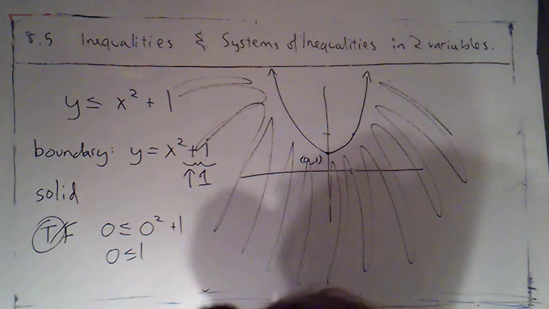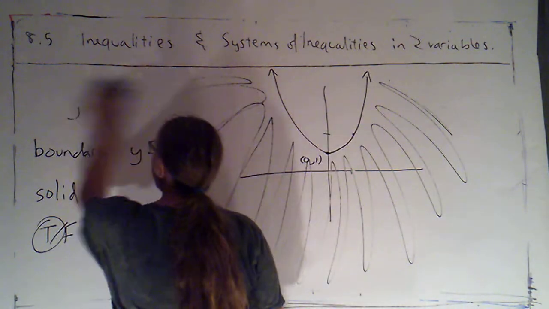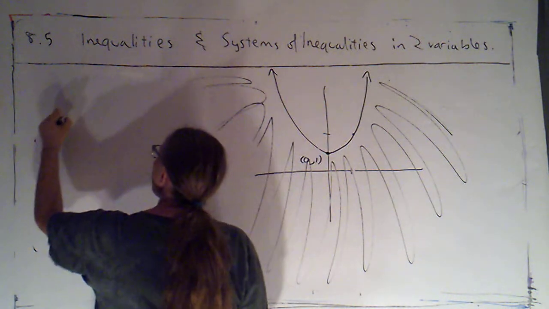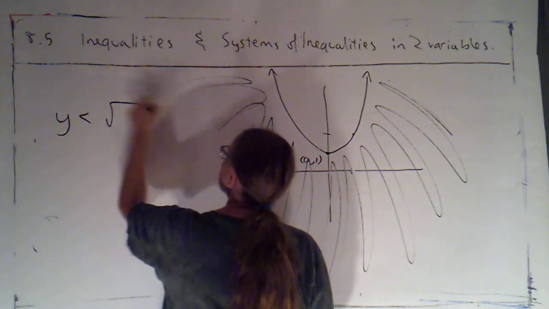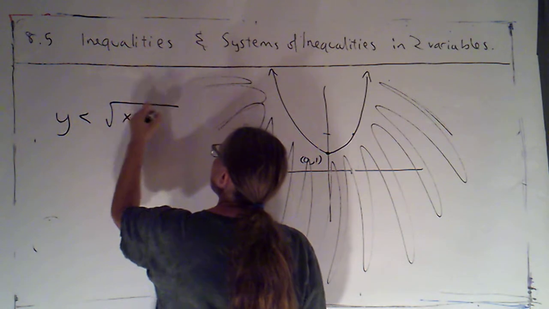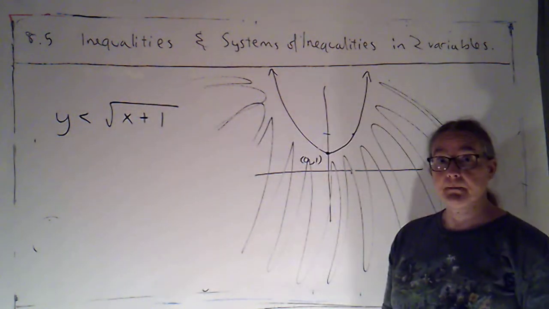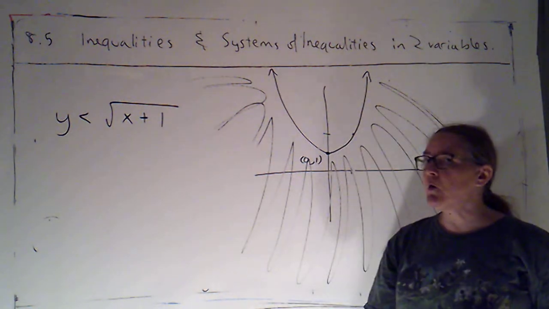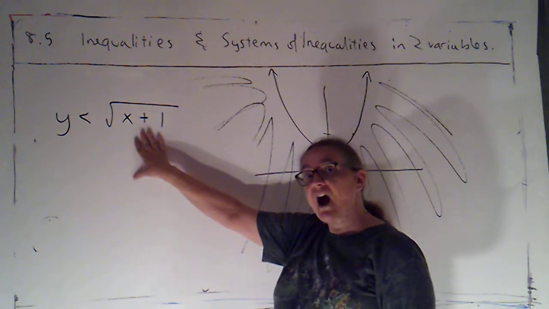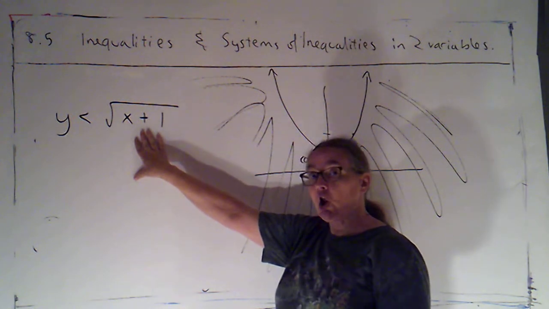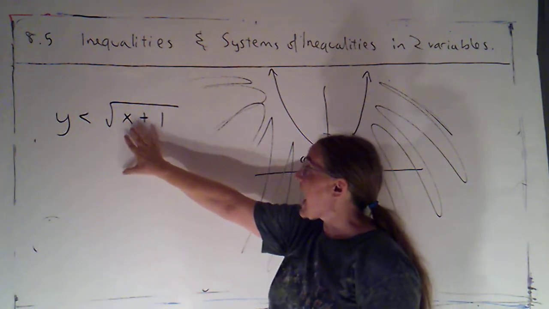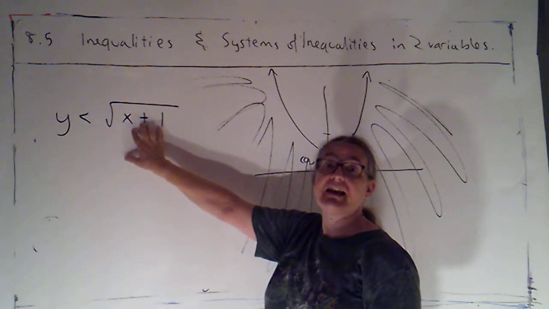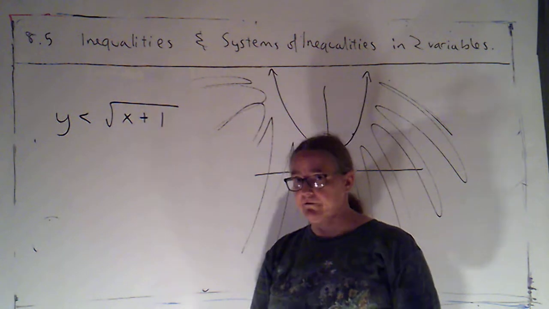Okay, so I'm going to give you folks one to try. I want you to see if you can graph this one, y less than the square root of x plus 1. See if you can graph that. I am going to just give you a word of caution. This does not have as its domain all real numbers, right? I know this is only going to be defined if the quantity under the radical is not negative. So it's not defined everywhere.